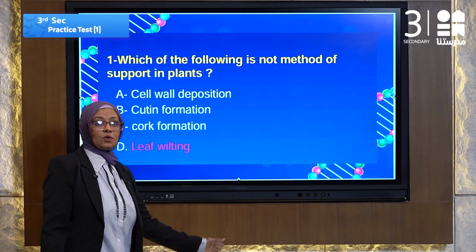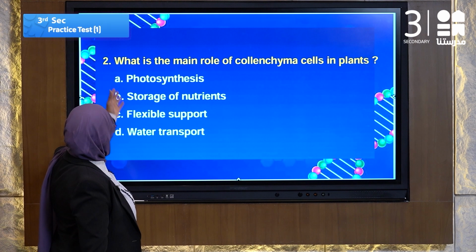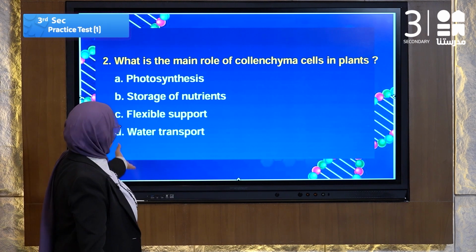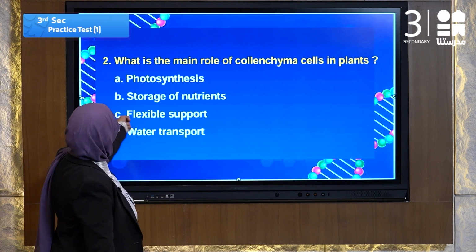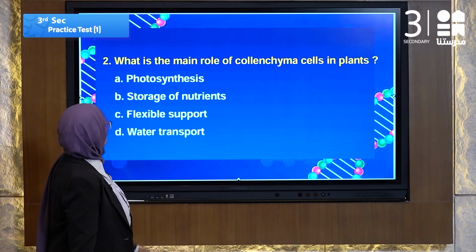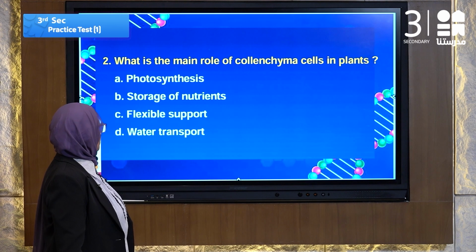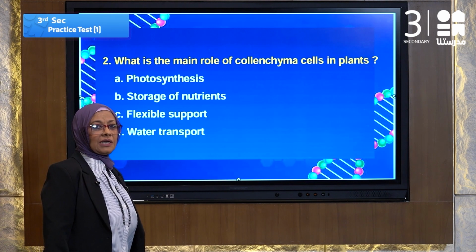Let's go to the second question. What is the main role of collenchyma cells in plants? The collenchyma cell is a type of cell which has many functions. Let's go through the choices: A, photosynthesis; B, storage of nutrients; C, flexible support; D, water transport.